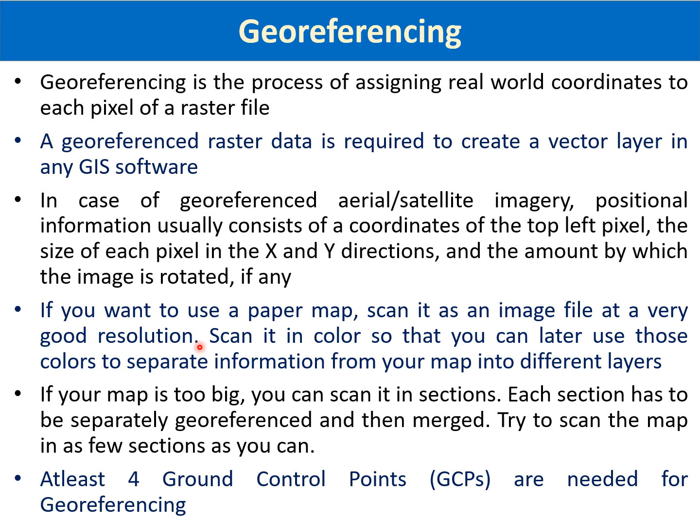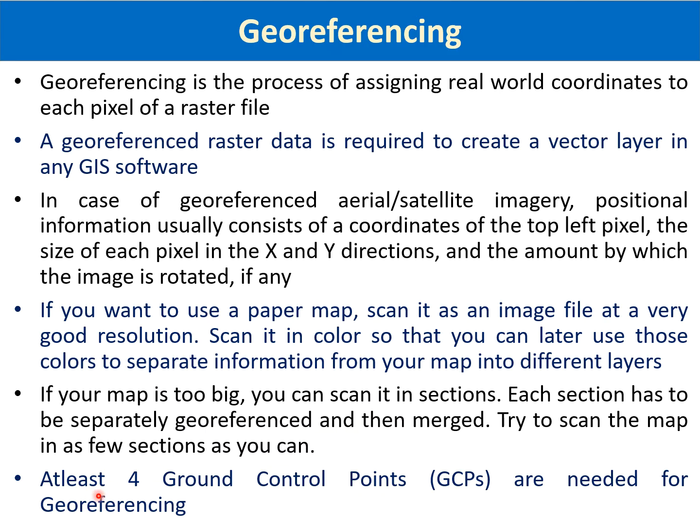If your map is very big, then you have to scan it in sections, and each section has to be georeferenced separately. Once you scan, it becomes a raster layer, and then you georeference it, and then you have to merge them. Try to minimize the number of sections. If you can scan the whole map in one go, it would be better.